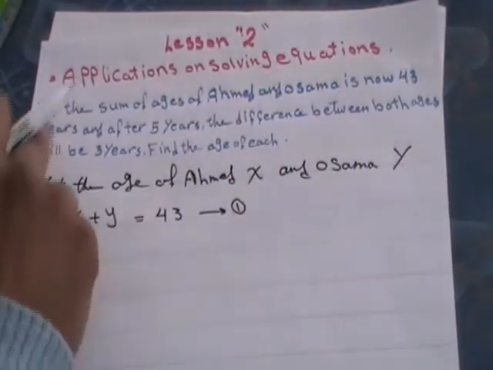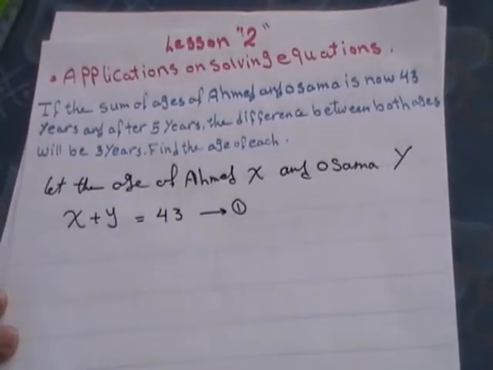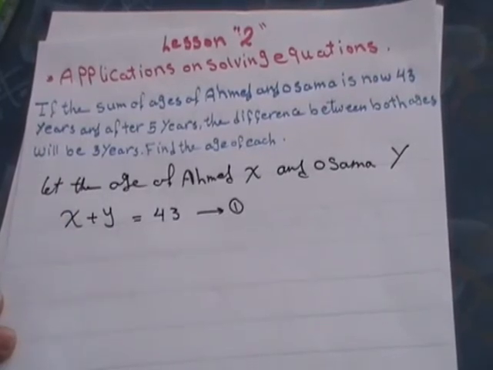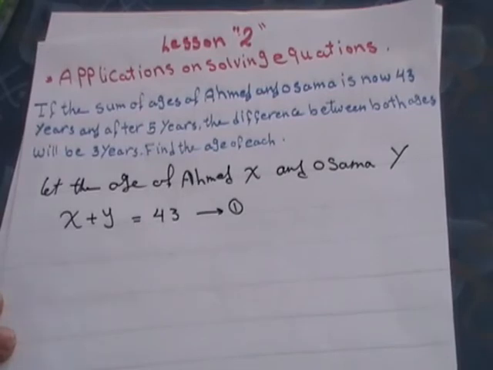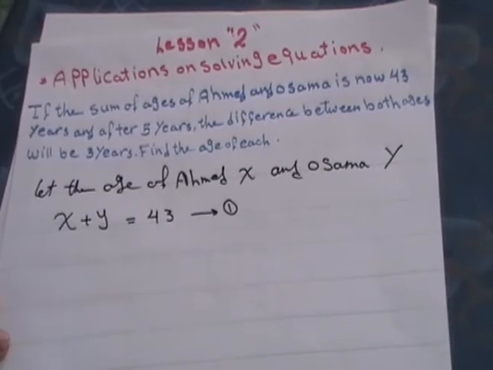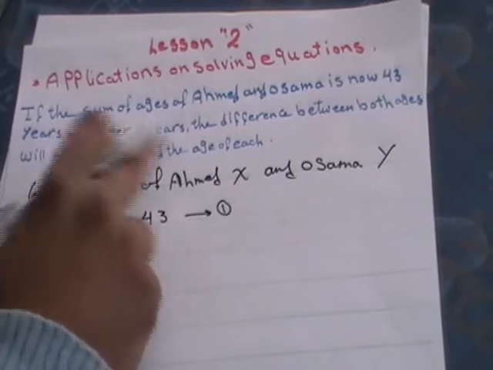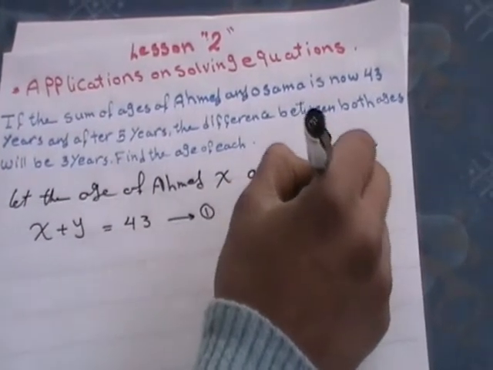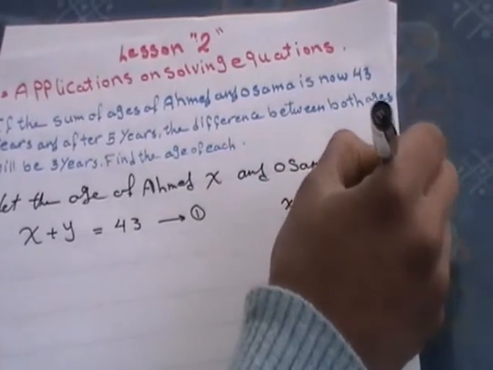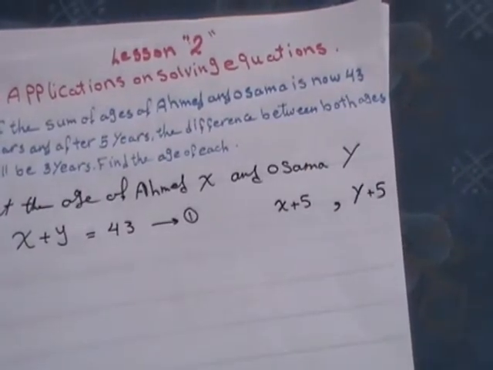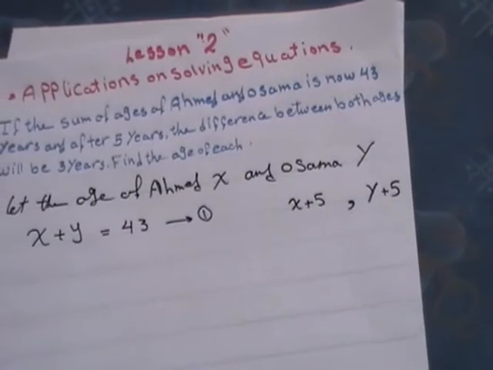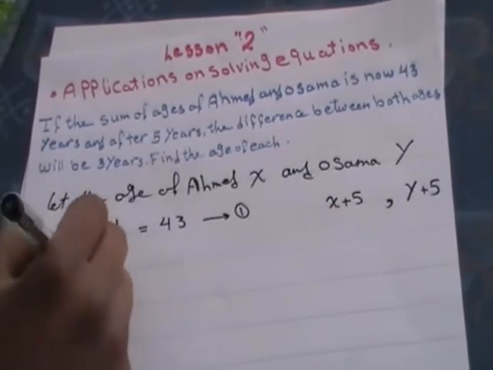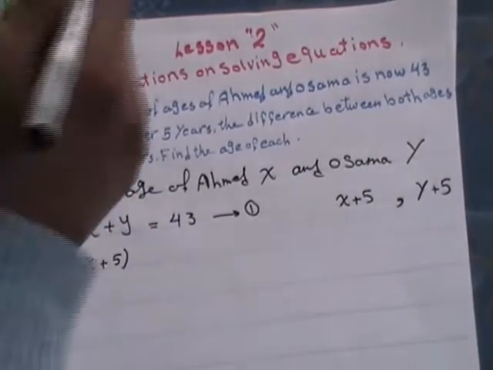After that, after 5 years, when your age is now 20 years, after 5 years your age will be 25. So you will add 5 to your age now. After 5 years, the ages of Ahmed and Osama will be x plus 5 and y plus 5. So he said that after 5 years the difference between both ages will be 3 years. So x plus 5, this is the age of Ahmed after 5 years.